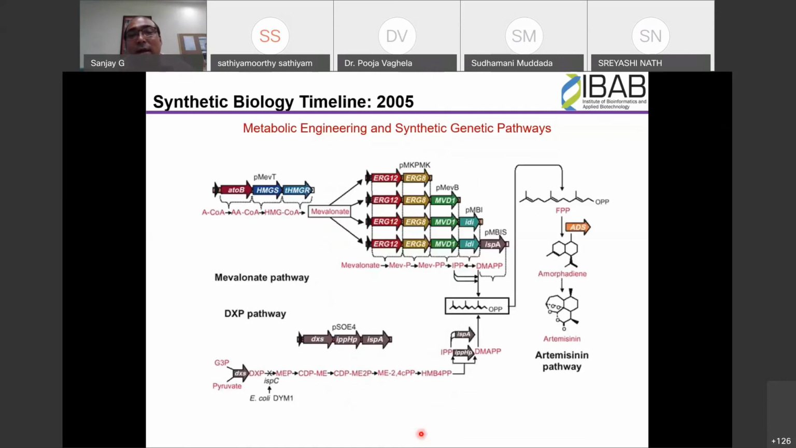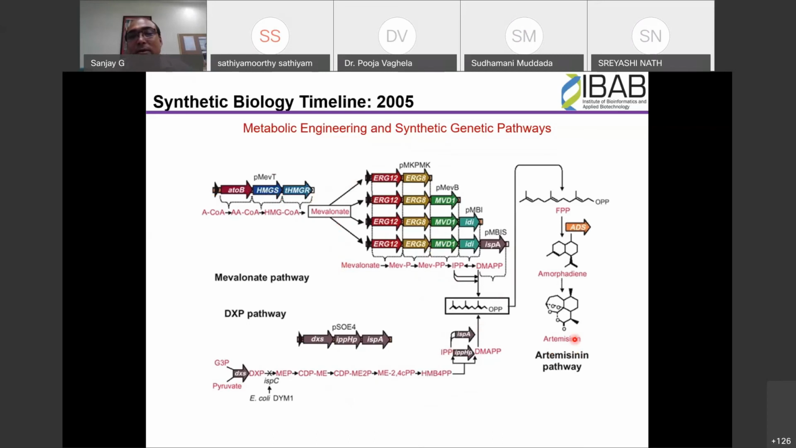So how to do that? This is just a picture. You don't have to look too much into it, but this is how the gene cassettes are arranged. The promoters are cloned, and these are the pathway that one needs to know. And then you engineer in such a way that you finally make artemisinic acid, which is a precursor for the antimalarial compound.